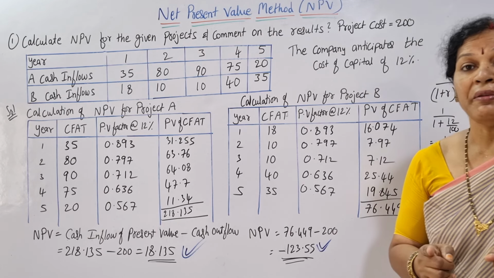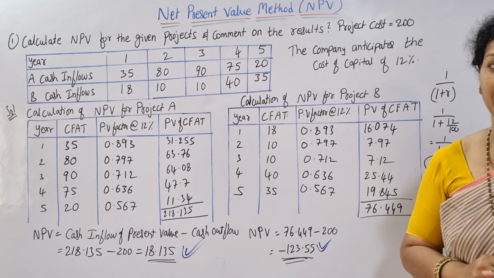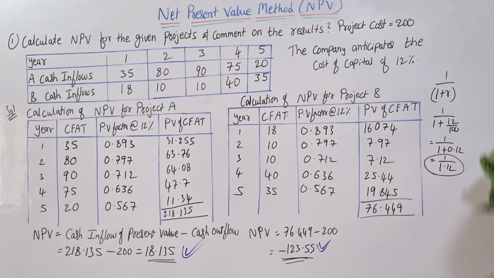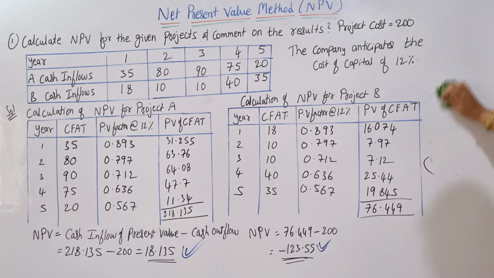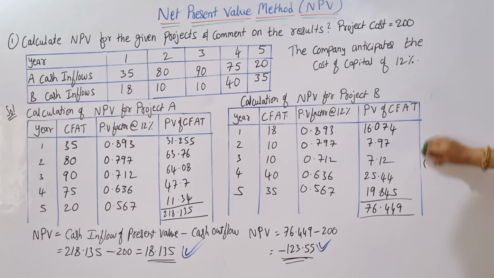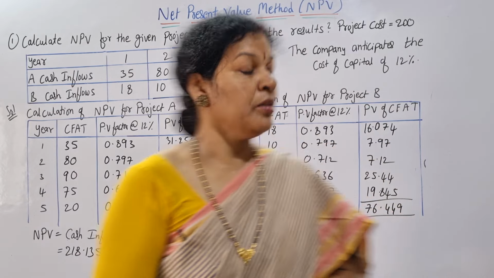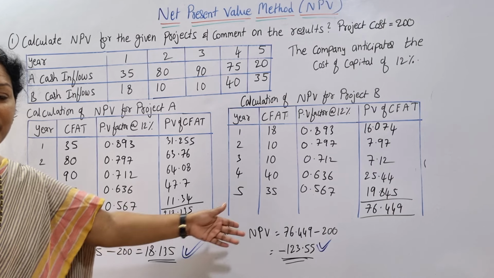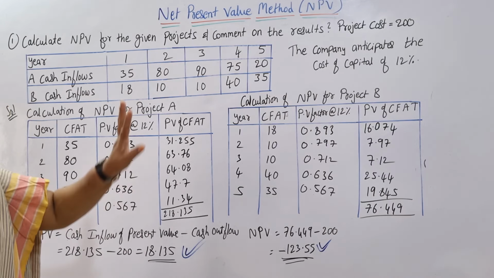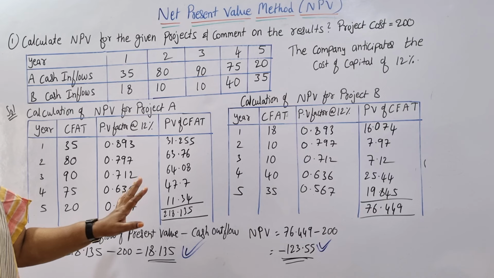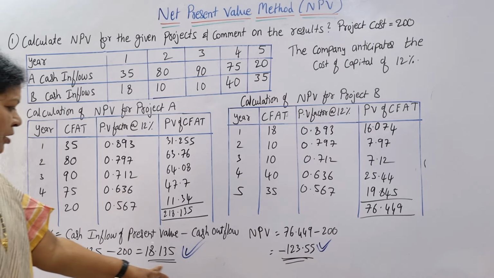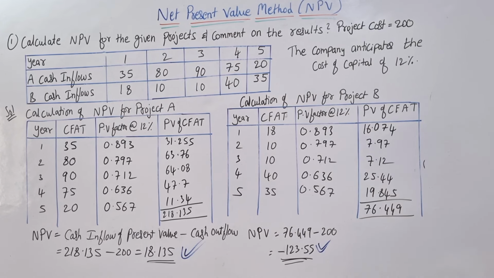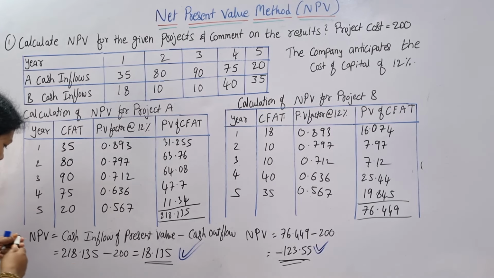The higher the NPV, the more recommended. Simply we'll write one sentence here: Project A is recommended as its NPV is higher than project B. That is what you have to write. Where should I write? Can you see downside? Let me check the camera. Yes, last line.